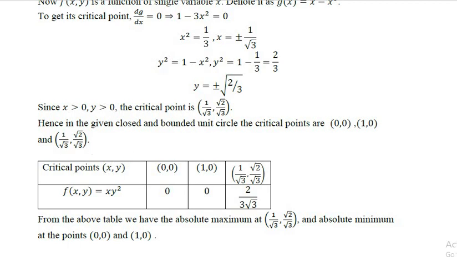Then we can evaluate the function value at each of these critical points. So at (0, 0), function value equal to 0. At (1, 0), function value equal to 0. At the point (1/root 3, root of 2/3), the function value equal to 2 by 3 root 3. From the above table, we have the absolute maximum at (1/root 3, root of 2/3) and the absolute minimum at the points (0, 0) and (1, 0).